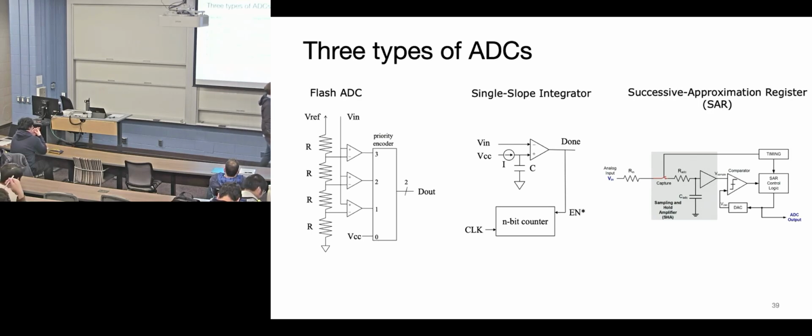And then SAR is somewhere between these two in terms of speed. It uses a DAC and it does a binary search. So this one does a linear search where it just kind of goes up, up, up and checks. This one's going to do a binary search, and it should always converge faster than this one does, but it's much more complex. Okay. Any questions about these three ADCs?